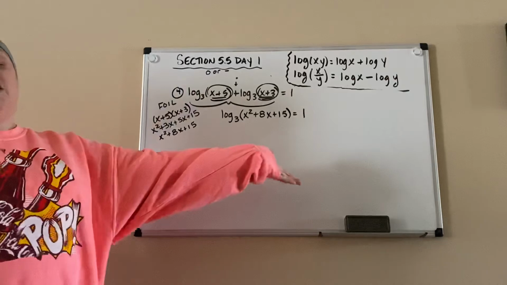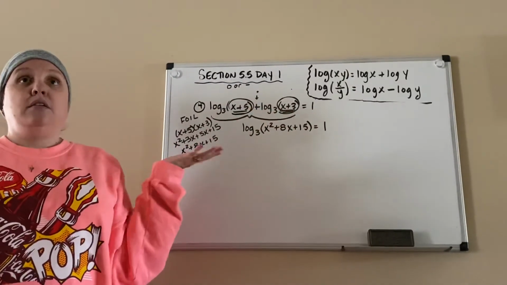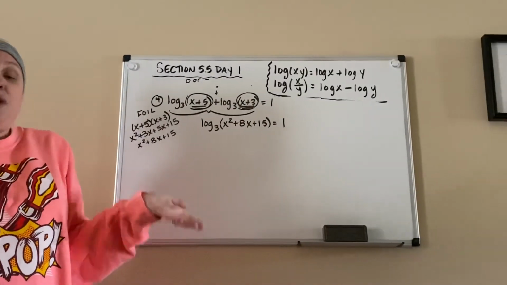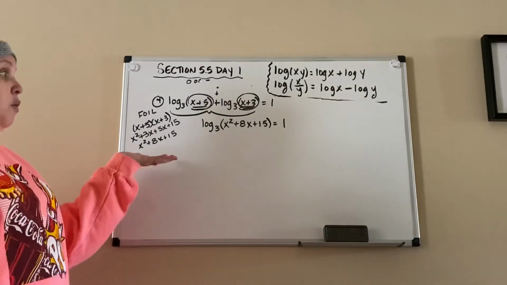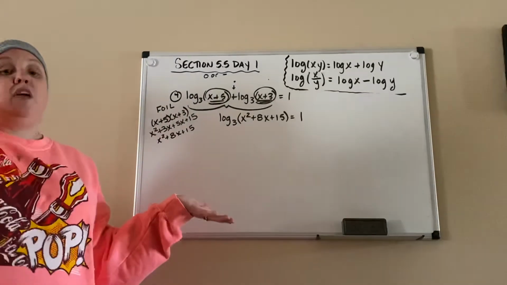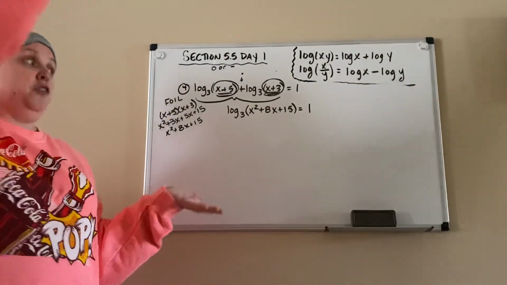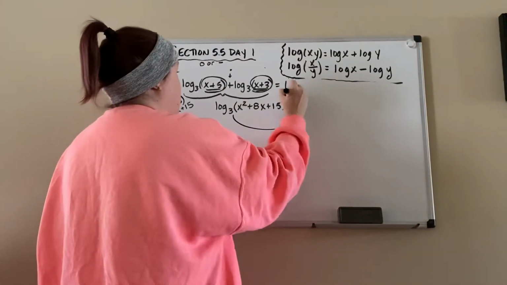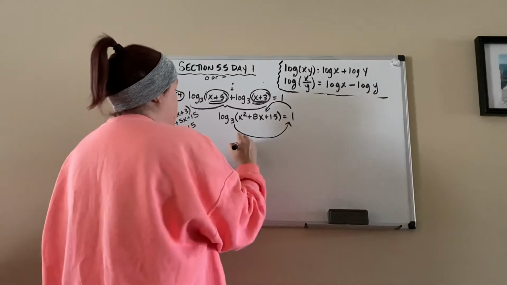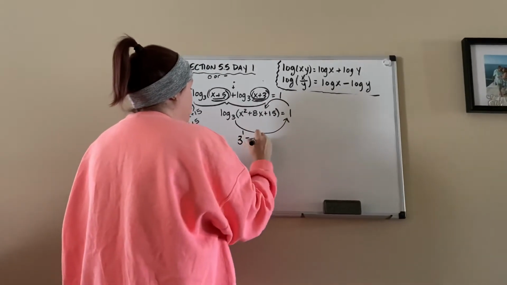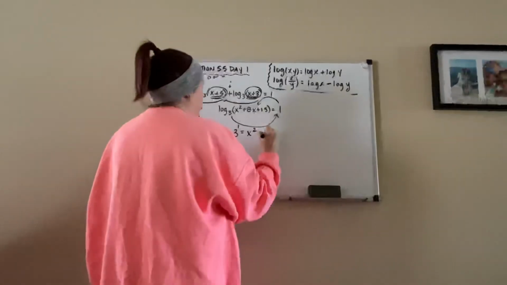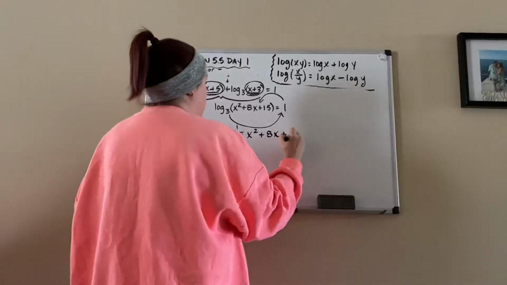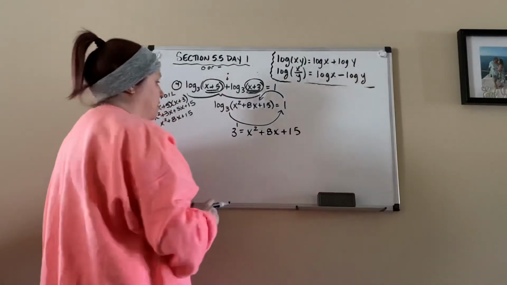What's different here is that there's not log on both sides, so I have to do it a little different. So what I have to do is that circle thing. I have to read around the circle. So I'm going to do 3 to the 1 equals the middle. So 3 to the 1 equals x squared plus 8x plus 15.